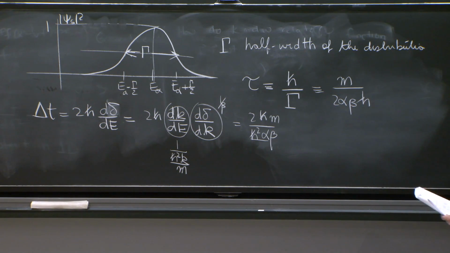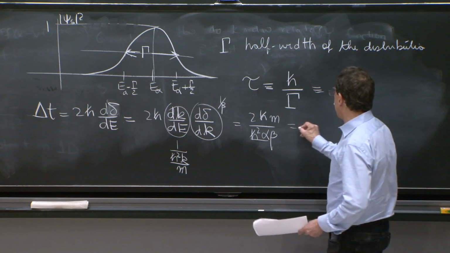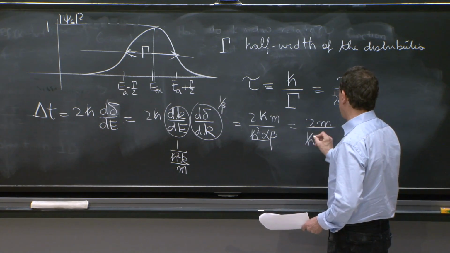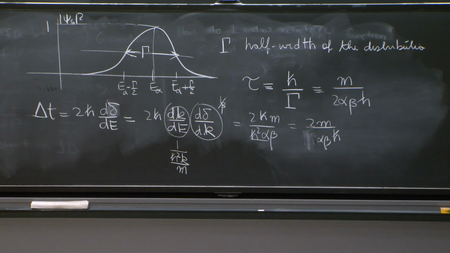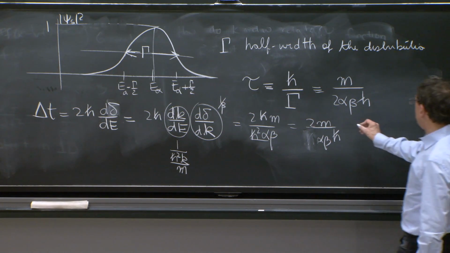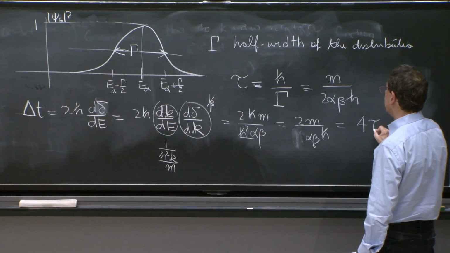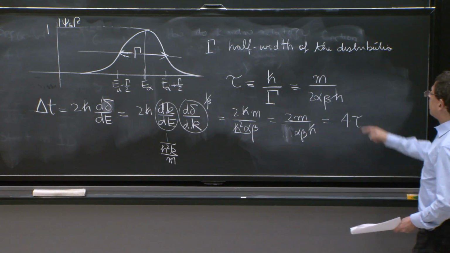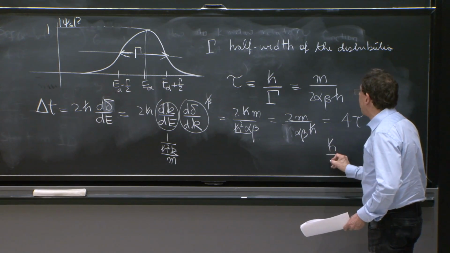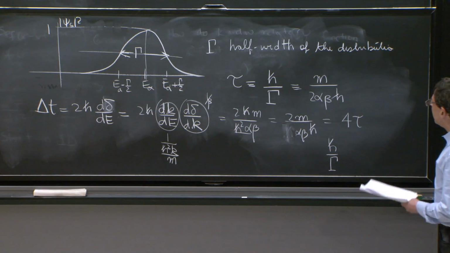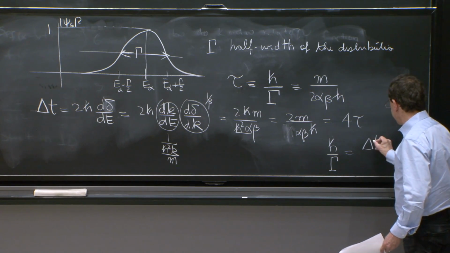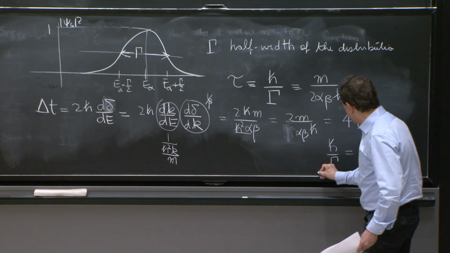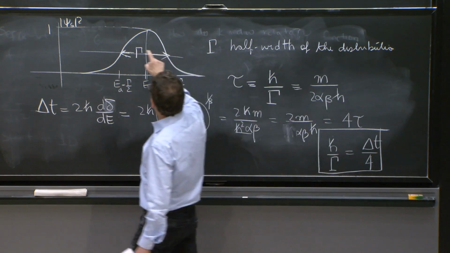So, what do we get here? Delta t is 2m over h bar alpha beta. And compare with this one, tau is delta t over 4. So the end conclusion is that h bar over gamma, which is a time, is tau, which is equal to delta t over 4. So that's the intuition for the half-width.